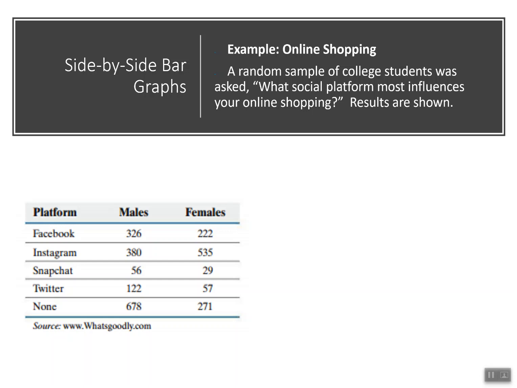For this example, we're looking at a survey that was conducted of college students and asked which social platform most influenced their online shopping. And you can see that here we're given a table of those results. You'll notice that the table that we're looking at is not the raw data from the actual survey, but instead it would be the summarized data. Specifically, this is going to be the frequency data that was collected from the survey.